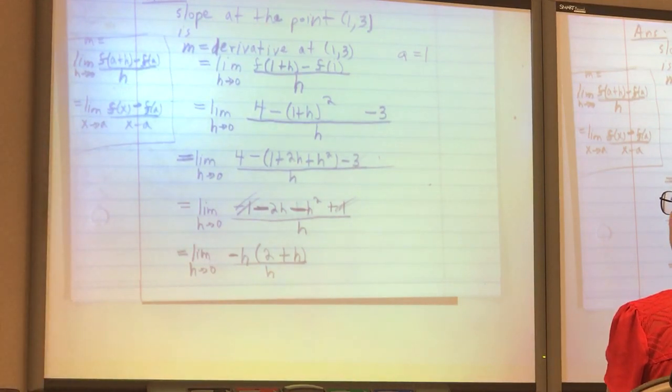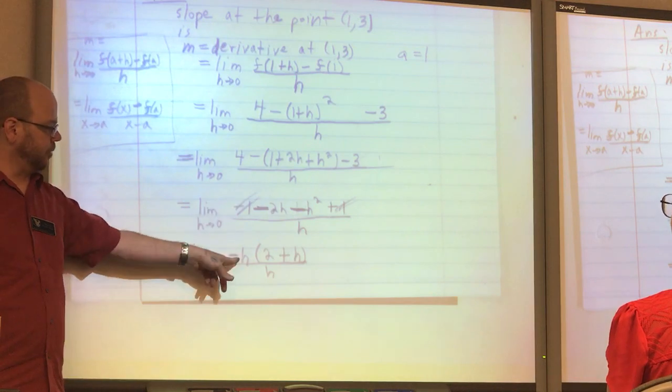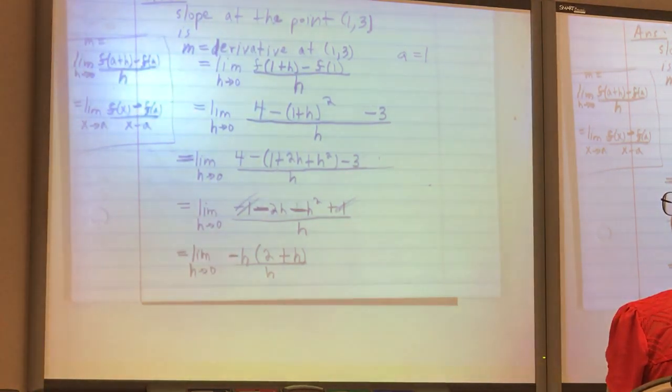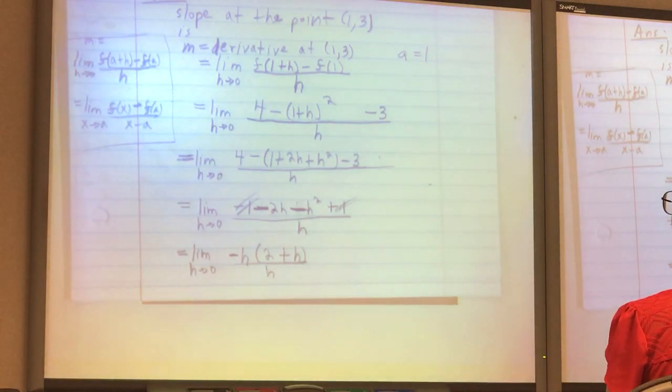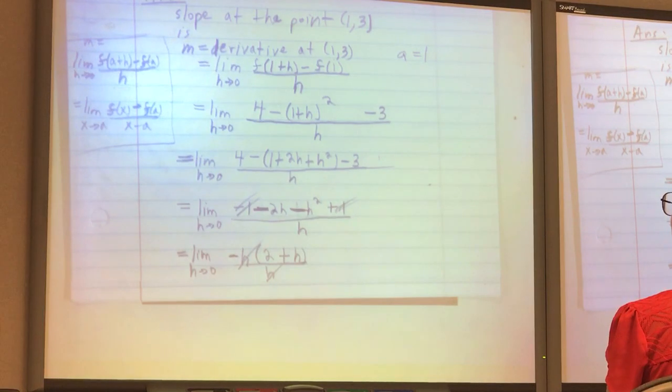We don't apply the limit yet because again we still have 0 over 0. But because we factored the h, we can cancel them. h is not 0, right? It's just approaching 0. So we can cancel those guys. And then we simplify.